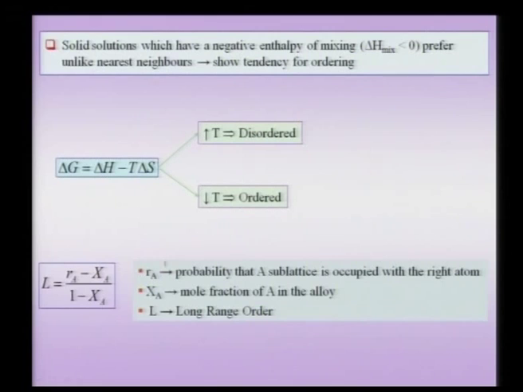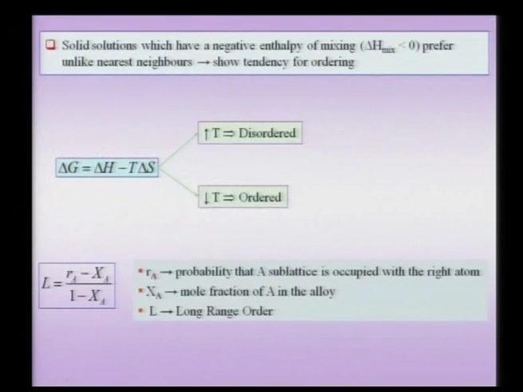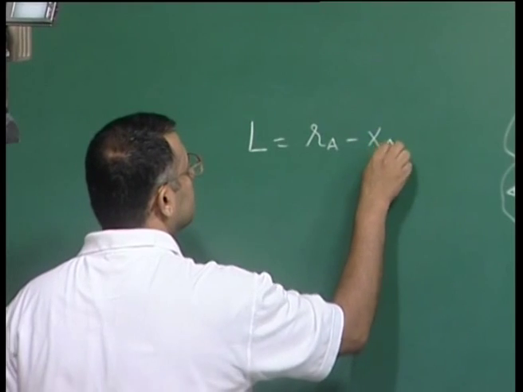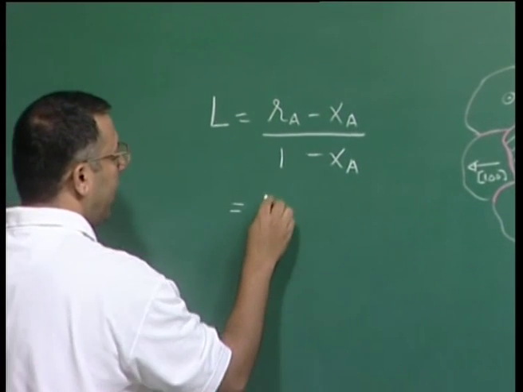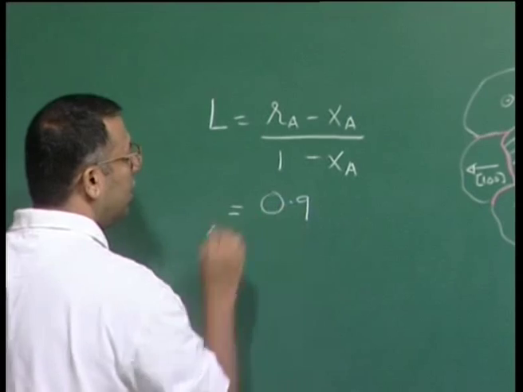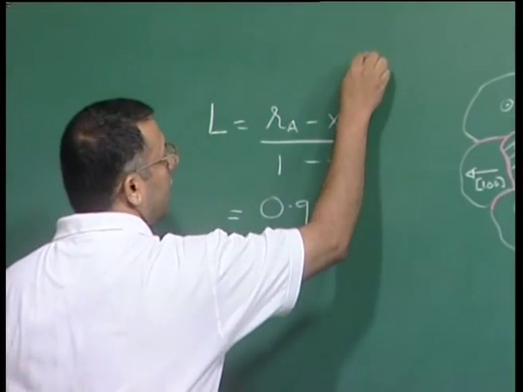So, this long range order is defined with respect to A, and equivalently you can describe it with respect to B. So, let me take an example. For instance, suppose I have an alloy wherein Ra is the probability that the A sublattice is occupied by the A atom. Say 90% of A atoms are actually rightly sitting in the A sublattice, that means 10% are sitting in the wrong sublattice. And my mole fraction is 50-50, that means I am talking about an AB alloy, A50 B50 alloy. So, I can write this equation as, so I have 90% of my A atoms sitting in the right sublattice.